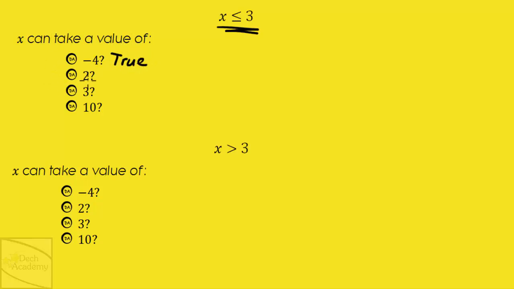X can take a value of 2. Is 2 less than or equal to 3? Yes, because 2 is less than 3, so 2 is less than or equal to 3. I mean, 2 satisfies the less than component of less than or equal to. 2 is less than 3, so that's true.